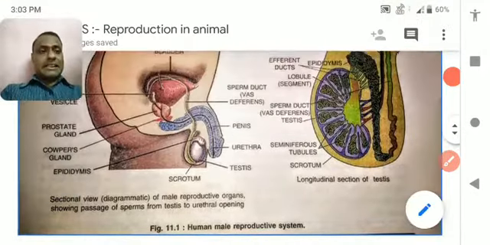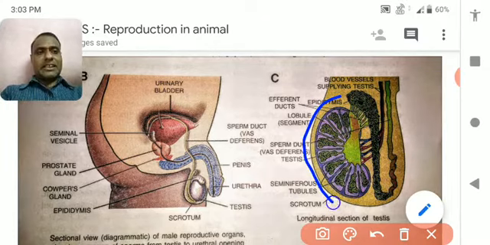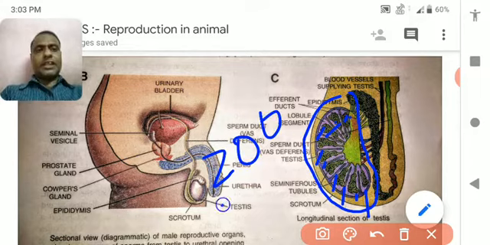Now let's see the structure of the testes. You can see there is a testis, and inside the testis there are so many compartments. The purple colored compartments are very clearly seen over here. There are about 200 to 250 compartments in one testis.